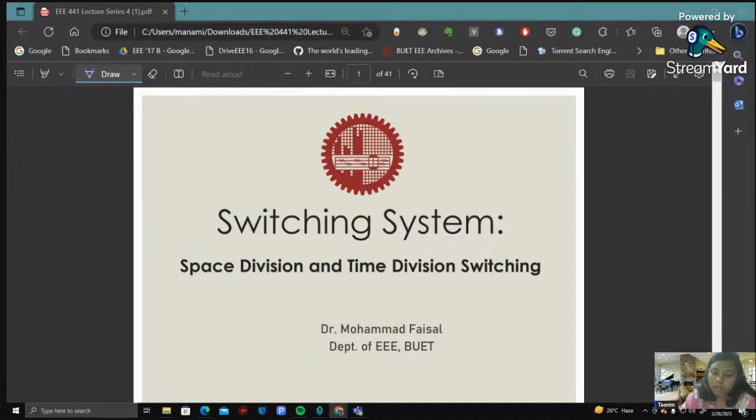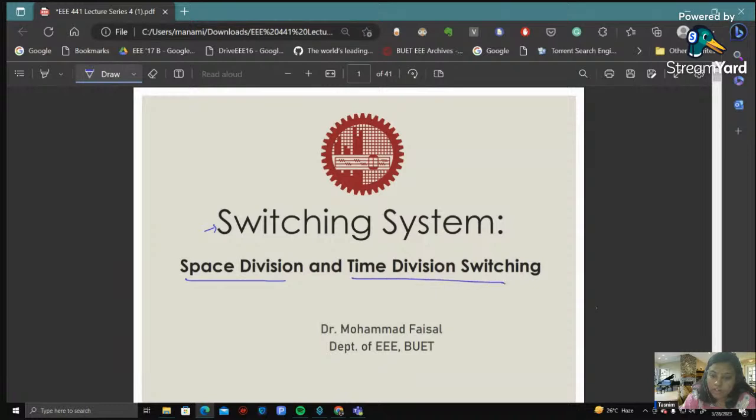Okay, so I'm using the slides of Professor Dr. Mohammad Faisal sir. He's currently teaching in the Department of EEE, Bangladesh University of Engineering and Technology. We will quickly go through the slides while I study this, and as the live stream goes, we will go through all 41 slides. So, switching systems. First, let's quickly go through the table of contents and the topics.